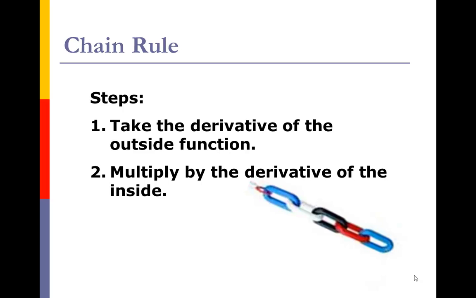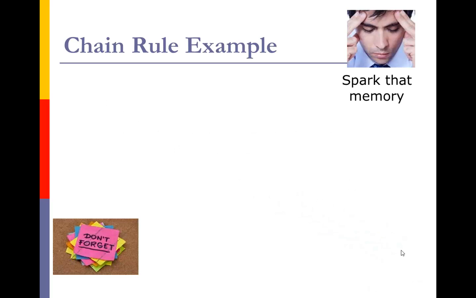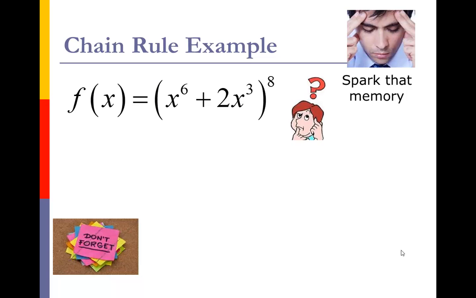You do the outside, peel that orange, leaving the inside alone, and then off to the side, you multiply by the derivative of the inside. You break those wedges up. Okay, and so if you're not remembering that, let's just do an example real quick. So we've got this function here. We want to take its derivative. I've got an inside piece here, the parentheses, and then I've got a power 8.